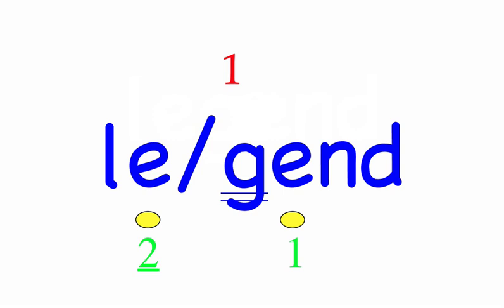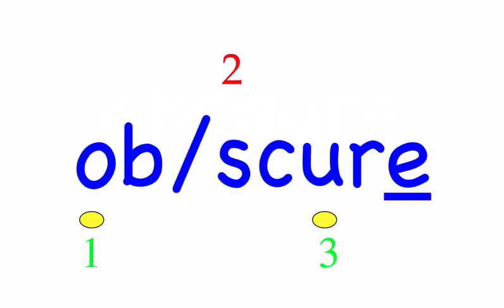Obscure. He is trying to obscure the truth. Ob has 2 sounds. A, b. Scure, 4 sounds. S, k, u, r. Obscure. Mark the word.